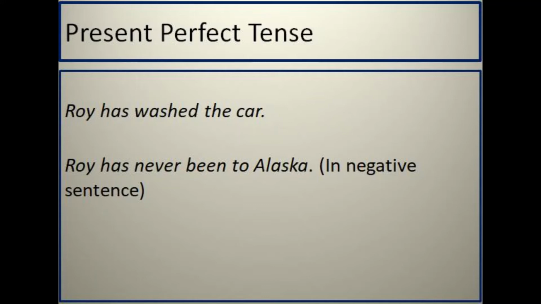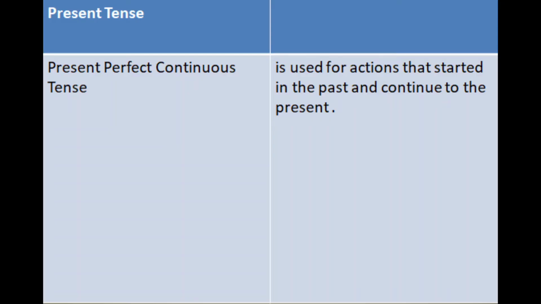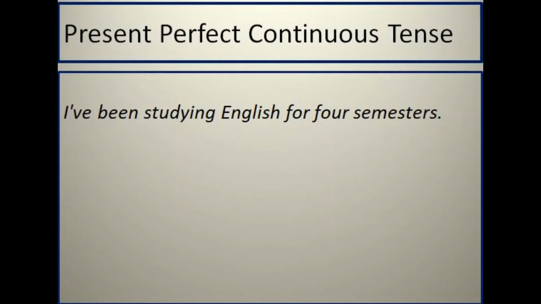Example, "I've been studying English for 4 semesters." So here we see I've. This is the contracted or the reduced form of I have. This is the continuous or the progressive form. In this case, I've used the word for because I'm using 4 semesters, which is a length of time. We can use since. "I've been studying English since 2020." We use since before a specific point in time.